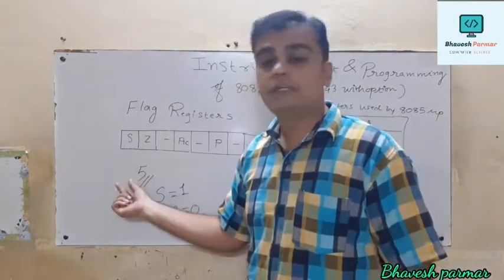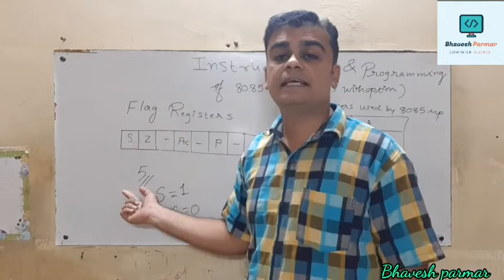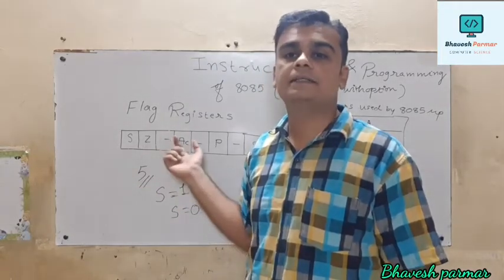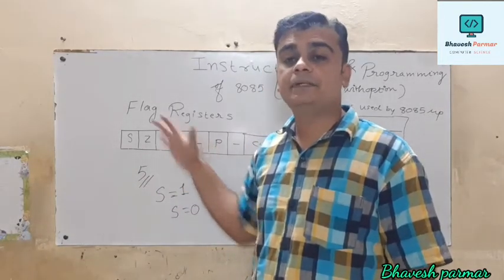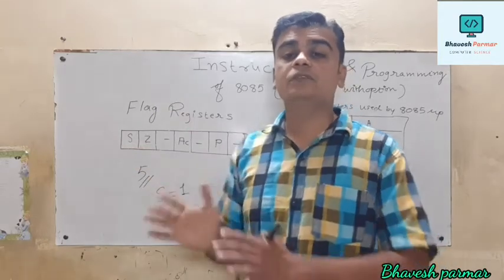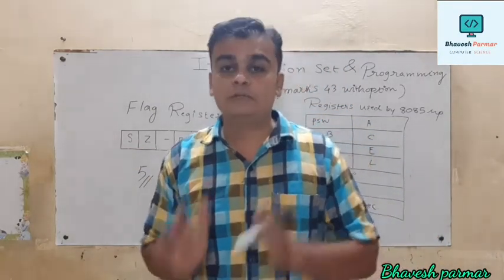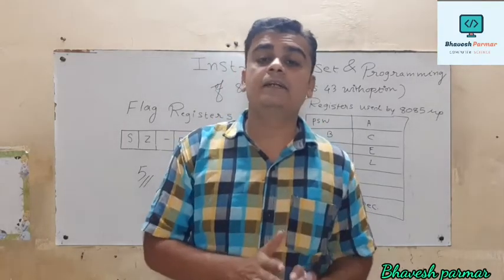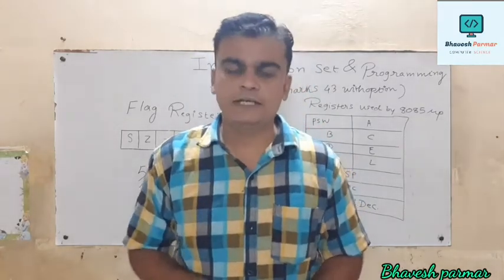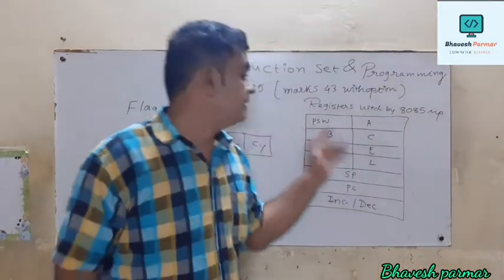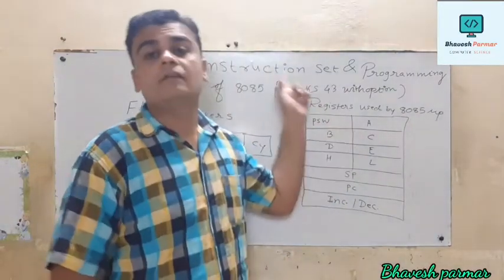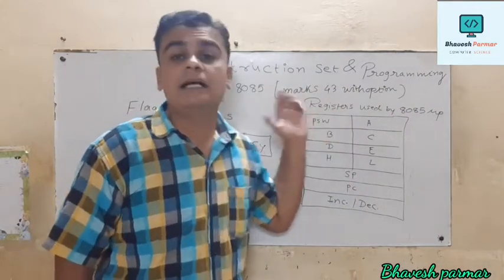You have to give the labeling also, meaning what this S represents, Z represents, P represents, AC represents. So you just label it and try to explain each and every flag with a suitable example, so that the examiner can easily understand what you're trying to say. Got it guys? Now our next important concept related to our instruction set lesson is called registers.